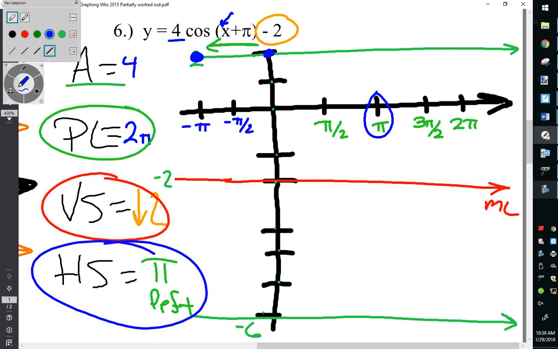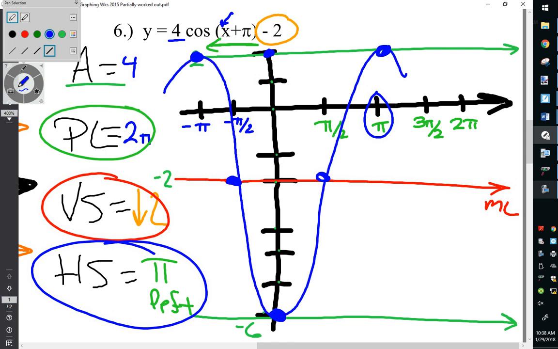I start at the top. Then the next one would be in the middle, so on my red line. And then I'd be at the bottom. Then I'd be back to the middle, and then I'd be back to the top. There's my graph.